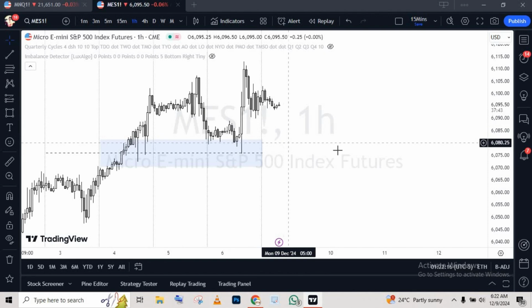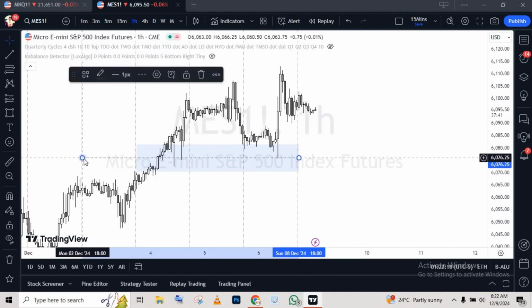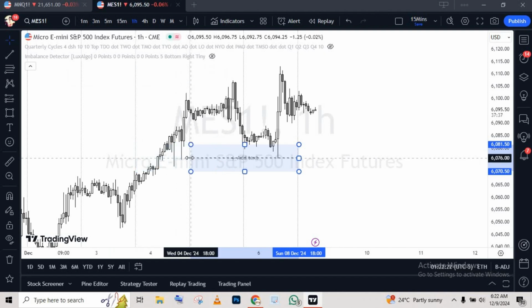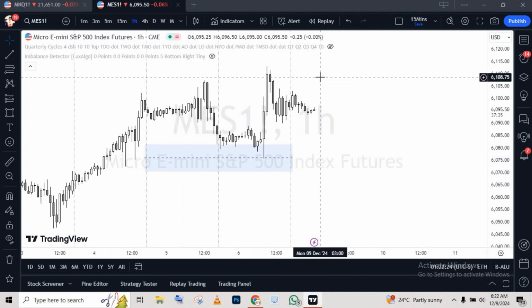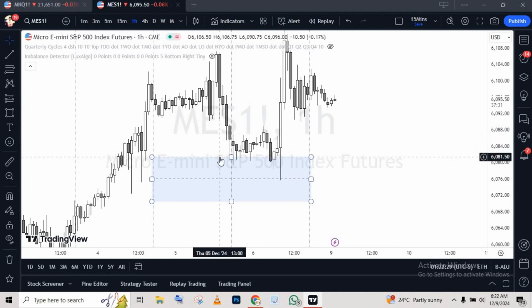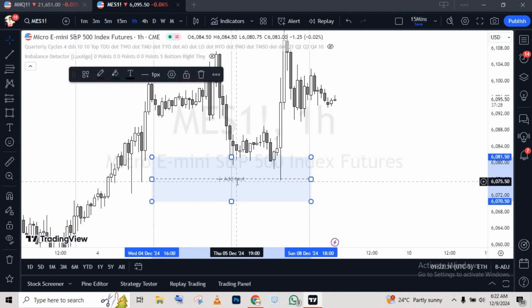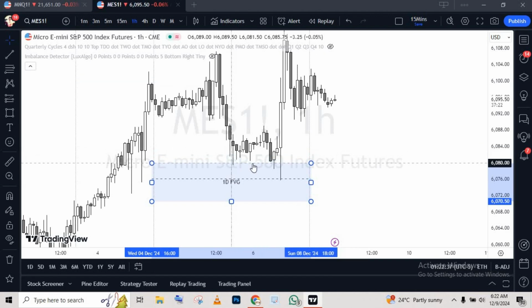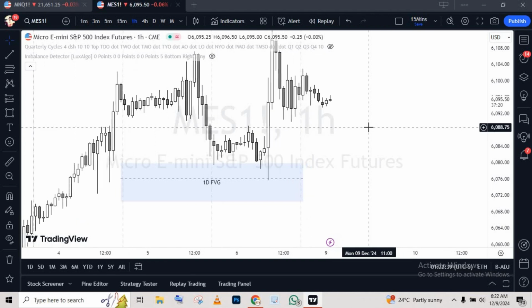So let me just adjust this daily fair value gap zone nicely. Right, so that is that daily zone. I'm just gonna come here and label it as a 1 day FVG and bring it down a little bit so the text goes down.